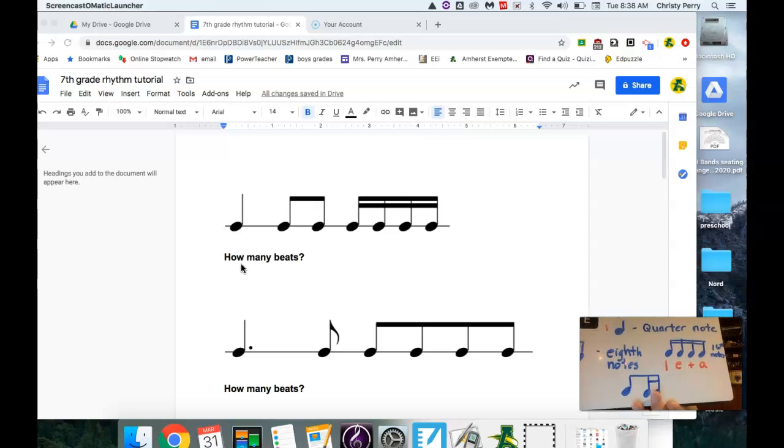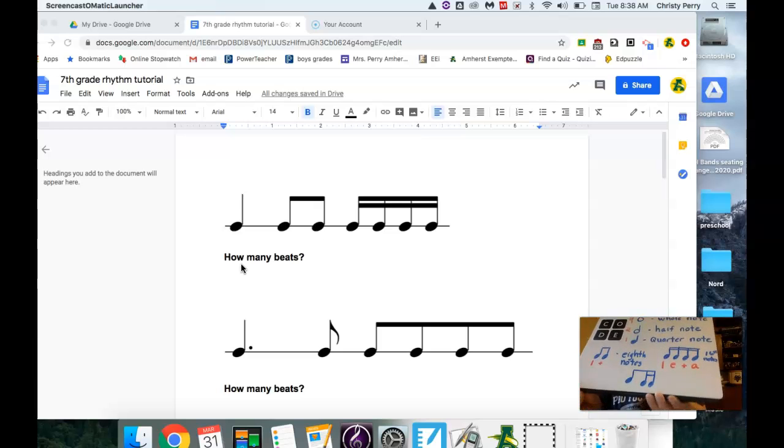double stripe, counting 1 E and a, 2 E and a, depending on what beat it is in the measure. And then at the very bottom, we have a hybrid. We have a mixture of the 8th note and the 16th note. And when we're counting those, we need to see, is the 8th note, the single stripe, is it on the first part of the beat?